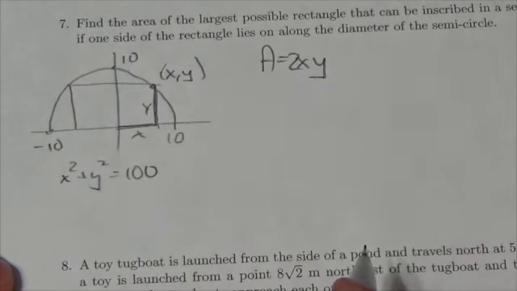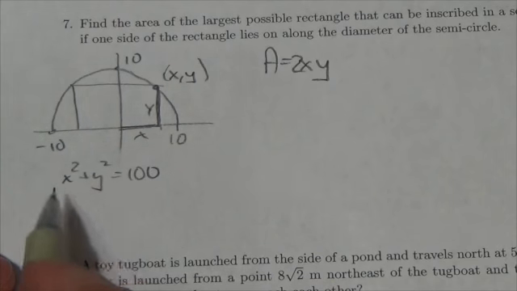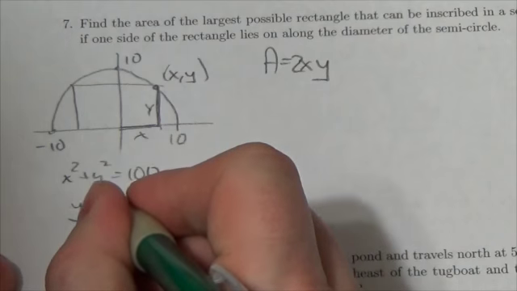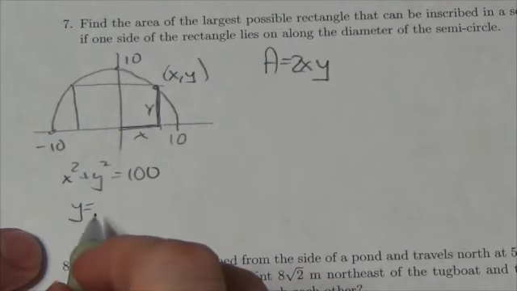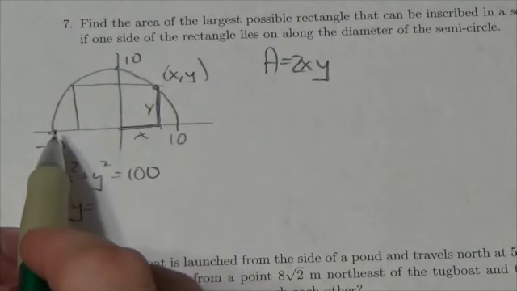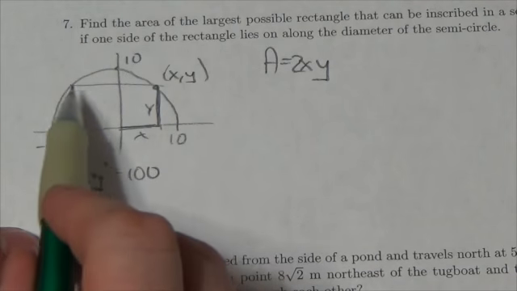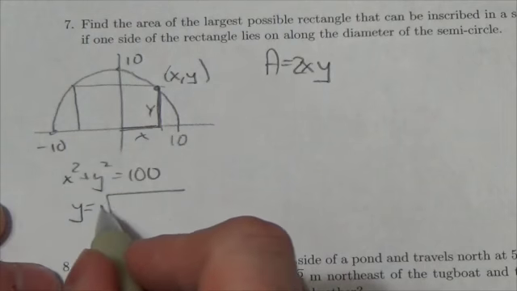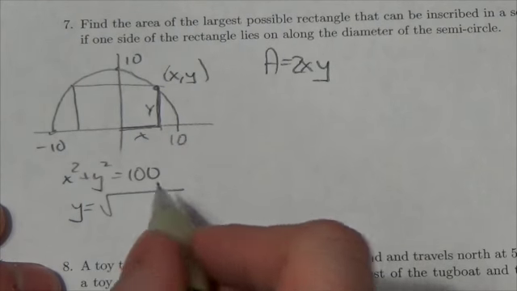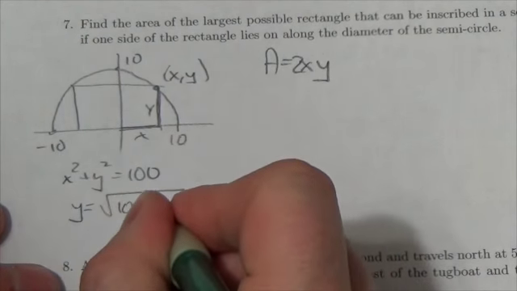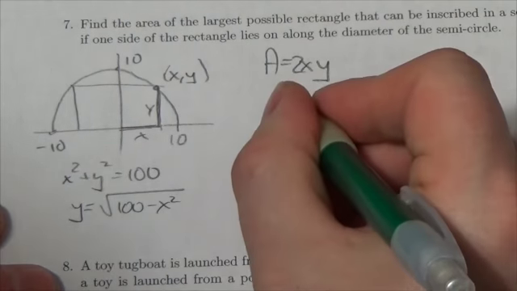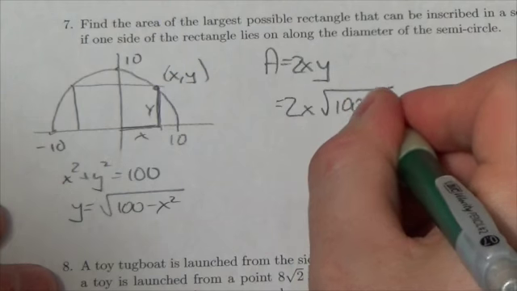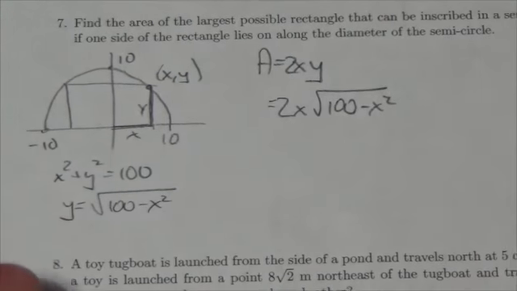I want this to be in terms of just one variable, so I'm likely going to get rid of the y. So y will equal, now I was going to do plus or minus the square root, but in this case we're just talking about the top half of the circle, so I don't really need that. I'm just going to leave it as the positive square root of 100 minus x squared. And so we get 2 times x times the square root of 100 minus x squared.